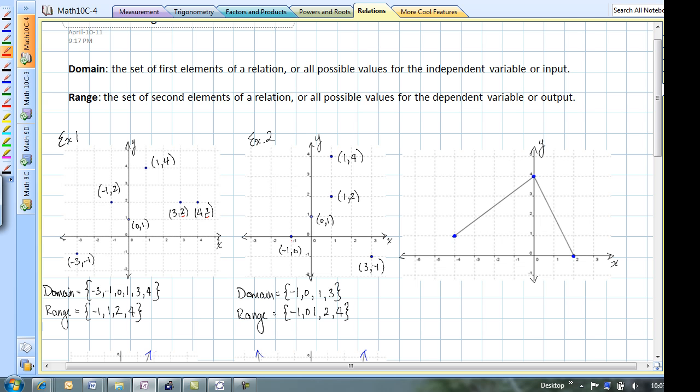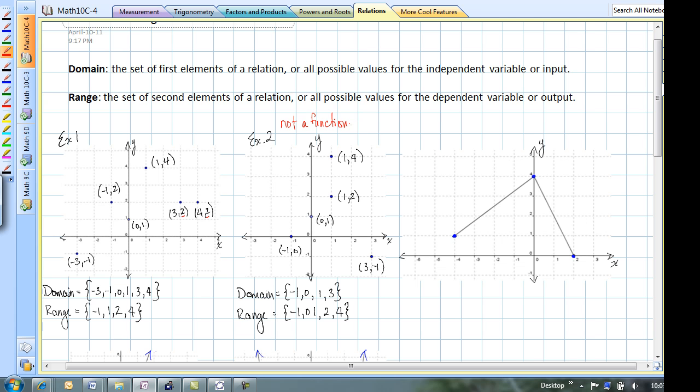Whereas if I take a look at the second example, we can see here this input of 1 has 2 possible outputs, in which case we would say that the second example is a relation. However, this is not a function.